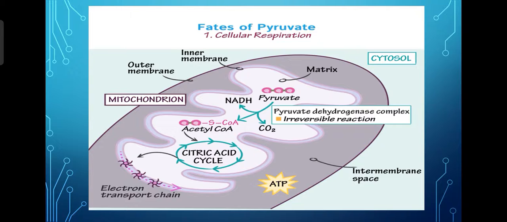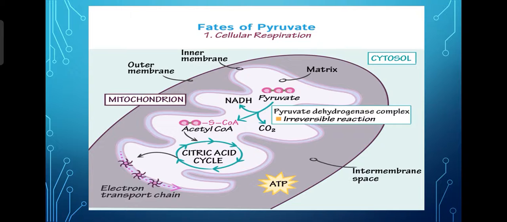As glucose is oxidized to pyruvate in glycolysis, NAD plus is reduced to NADH. It is significant here that each pathway of pyruvate metabolism includes provision for regeneration of NAD plus from NADH so that glycolysis can continue.